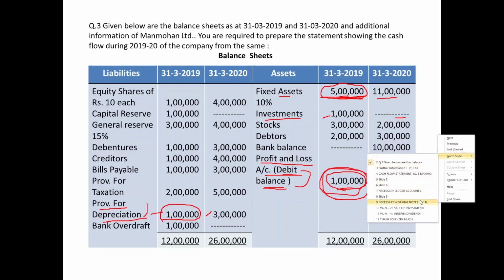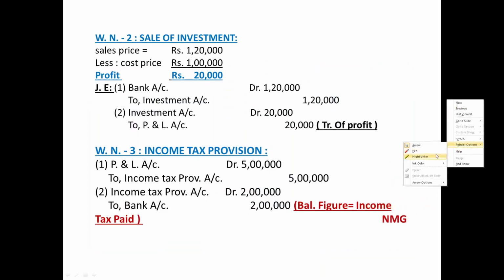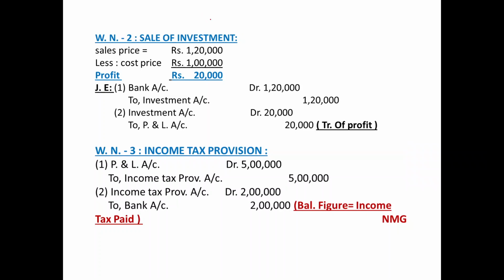Let us prepare a working note for investment. Working note number 2. Sale of investment. Selling price rupees 1,20,000 as given in that point. Less cost price as we saw in the balance sheet 1 lakh. That gives the profit rupees 20,000. Journal entries. Bank account debited 1,20,000 to investment account credited 1,20,000. We credited the full selling price with profit.